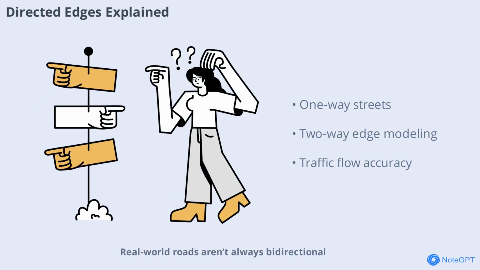Real-world roads aren't always bidirectional. Google Maps uses directed edges to model one-way streets, ensuring that navigation respects traffic rules. For two-way streets, the app creates two separate directed edges, each pointing in opposite directions. This approach allows the algorithms to accurately reflect the flow of traffic, preventing navigation errors and keeping users safe. Directed edges are a crucial detail in making digital maps match real-world driving conditions.